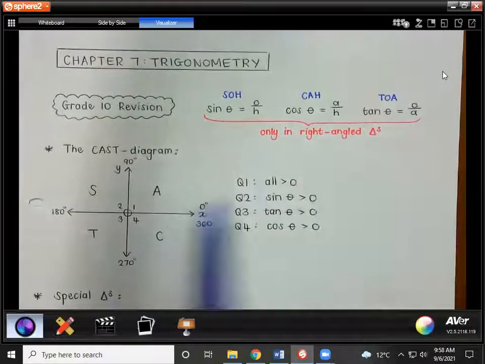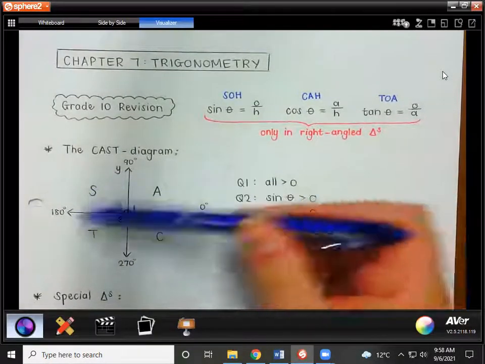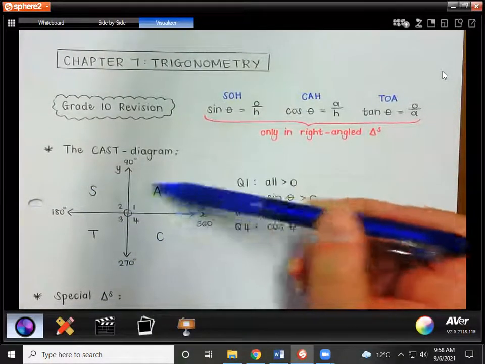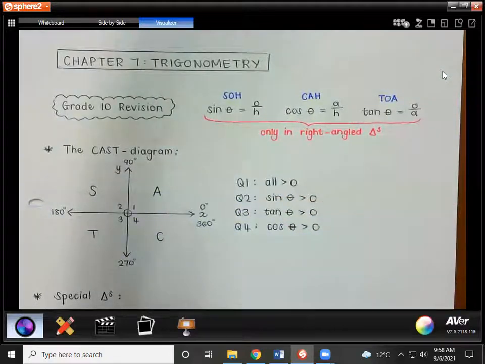All right, so if you remember your CAST diagram, now unfortunately it starts in the fourth quadrant and then it goes around like that. But that is a nice way of remembering which trig ratios are positive in which quadrants. We're going to use it now in the examples.